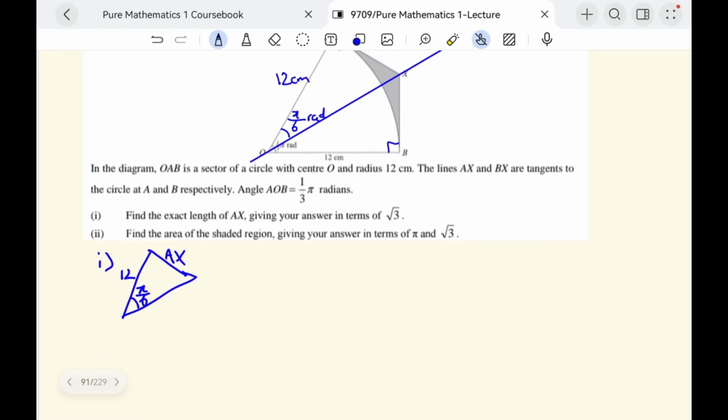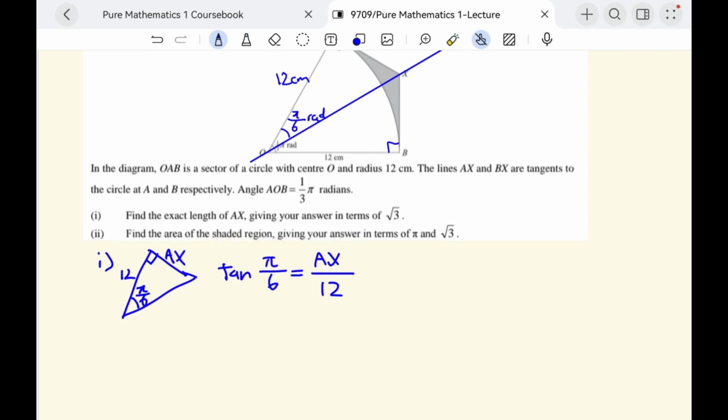So what do you have? You have the opposite as well as the adjacent sides, respective to the angle. So you must use the trigonometric ratio tangent. So tangent pi over 6 equals AX over 12. And remember the exact length. See the word exact. That prompts you that the answer for the length of AX must be in surd form. So evaluate tangent pi over 6.